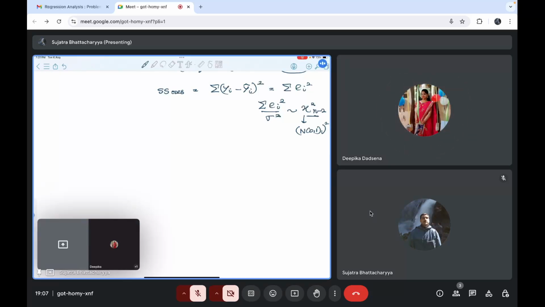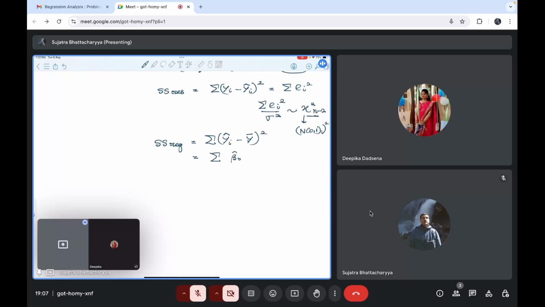Okay, I will continue. So next is SS regression. Let us talk about what we can see from here. So this is actually yi hat minus y bar. This is SS regression. So this is summation.